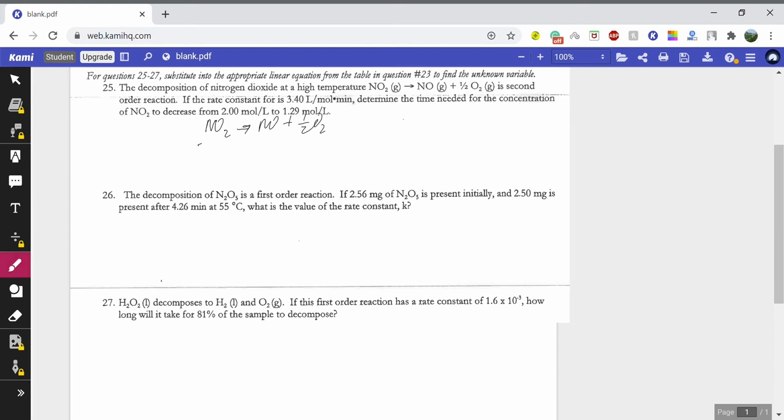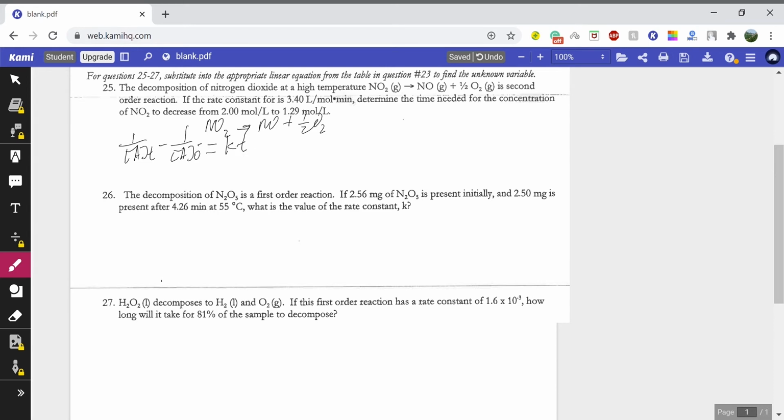So now if we refer back to the previous video, second order will be 1 over concentration of A at time t minus 1 over concentration of A initial equals kt. Now k we're given as 3.4. And it said the concentration decreases from 2.0, so we know the initial as well. And we're looking for the time needed, this t.